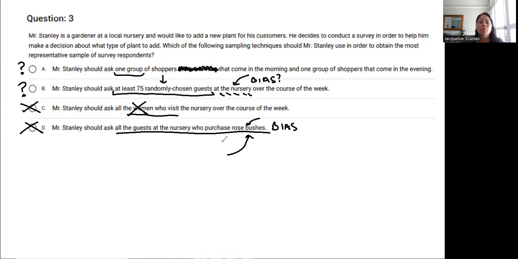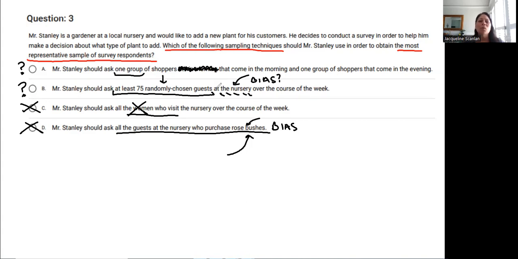So I'm going to reread the question and see if I can really focus my attention. It says, which of the following sampling techniques should Mr. Stanley use in order to obtain the most representative sample of survey respondents? Well, honestly, guys, I don't like the question that I wrote, but I wrote it almost exactly the same as the actual test question. And I think I did this on purpose, because I think in this case, it really could be either one of these. It really could be A or it really could be B, because these are both not really biased.